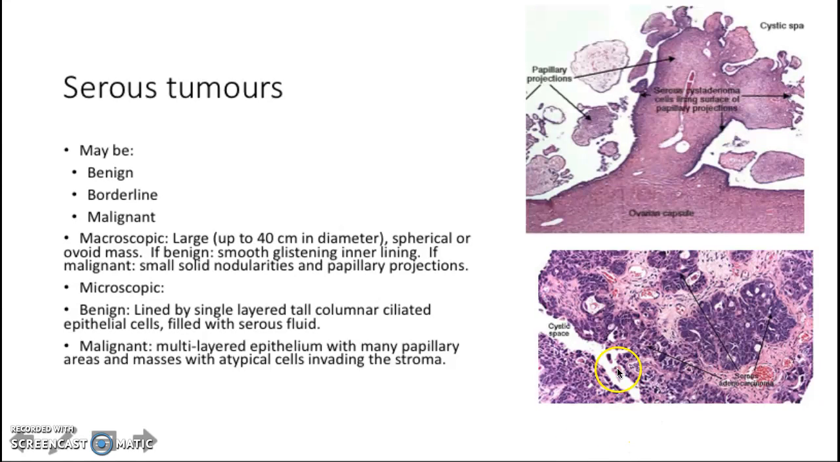Microscopically, if it's benign, it's lined by single-layered tall columnar ciliated epithelial cells, and it's filled by serous fluid. In this case, it has multiple papillary areas as well, with fibrovascular core, as you see here. If it's malignant, it is multi-layered with multiple papillary areas, but that doesn't show in this picture. It can present as atypical cells invading the stroma. You can see these atypical nests of cells invading the stroma.